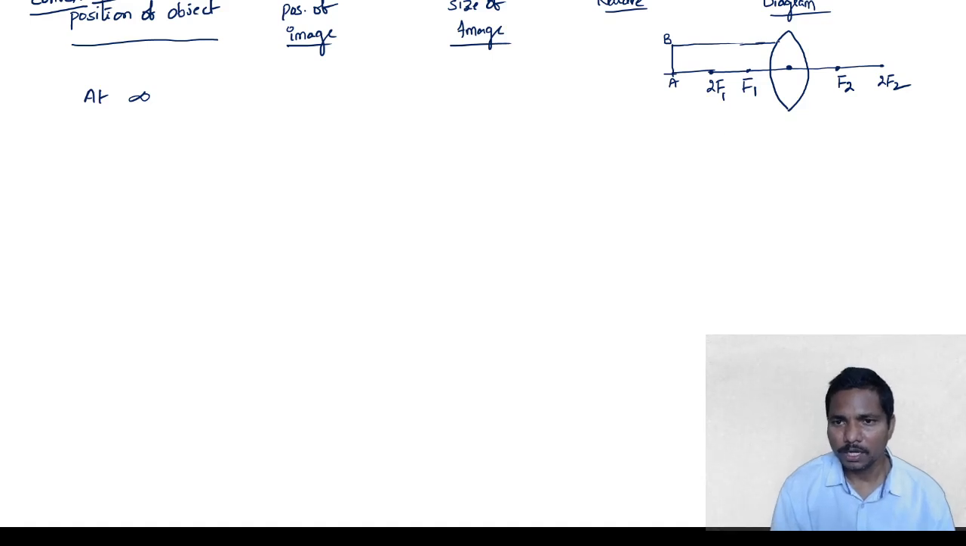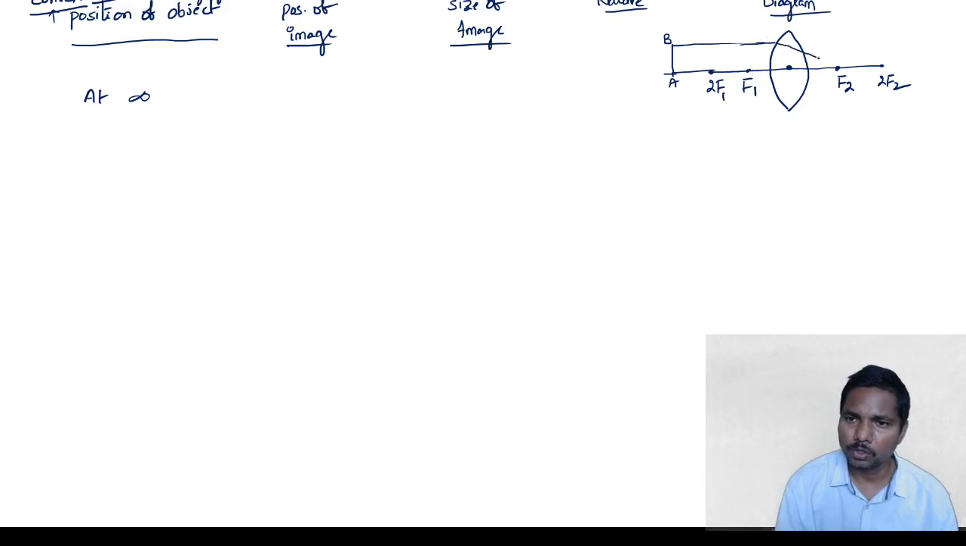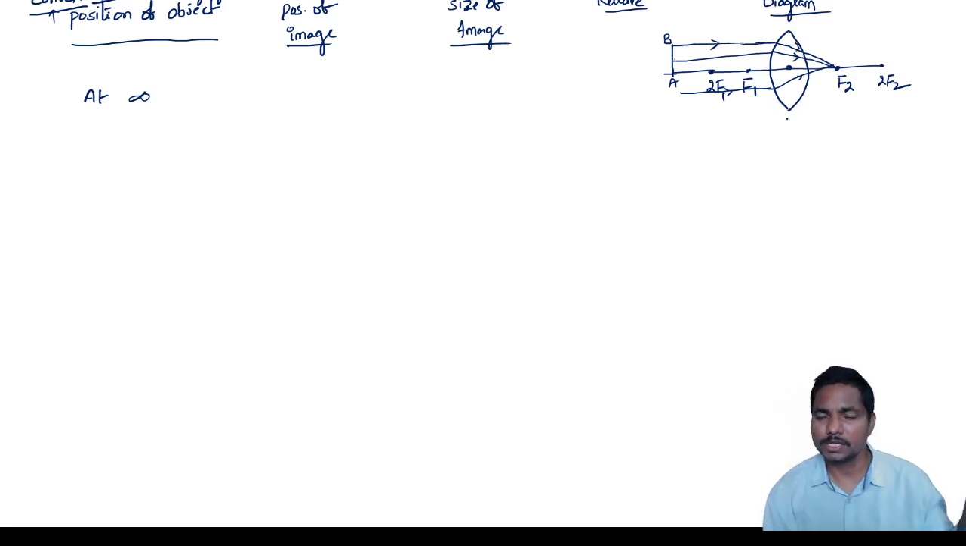The convex lens is of converging nature, that means it compresses the rays, so the ray will go through the focus. If you take one more ray, it will also go through the focus. If you take one more ray, it will also go through the focus. Here it is refraction, in case of a mirror it is reflection.